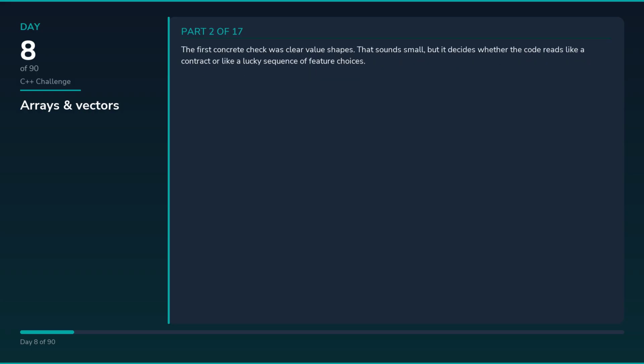The first concrete check was clear value shapes. That sounds small, but it decides whether the code reads like a contract or like a lucky sequence of feature choices. The second check was control flow that makes valid states obvious. That is usually where bugs start if the edge of the system is vague, because bad assumptions leak deeper into the app before anyone notices.